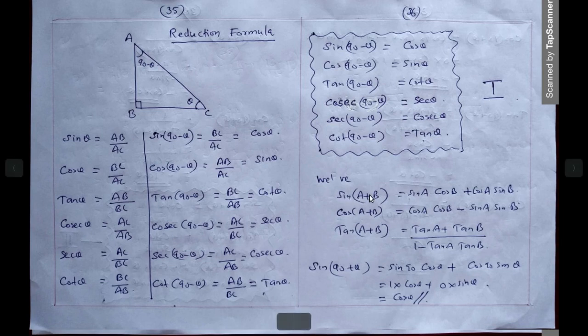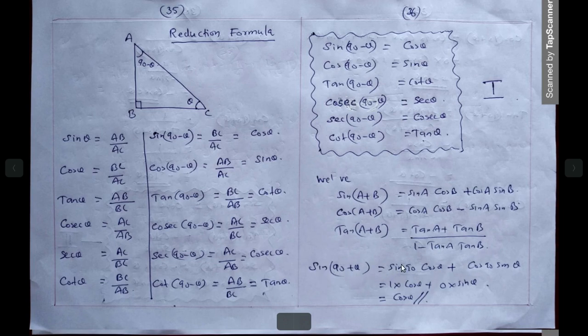Similarly, we have sin(A+B) = sin A cos B + cos A sin B, and cos(A+B) = cos A cos B - sin A sin B. tan(A+B) = (tan A + tan B) / (1 - tan A tan B), right? Then what will be sin(90+θ)?